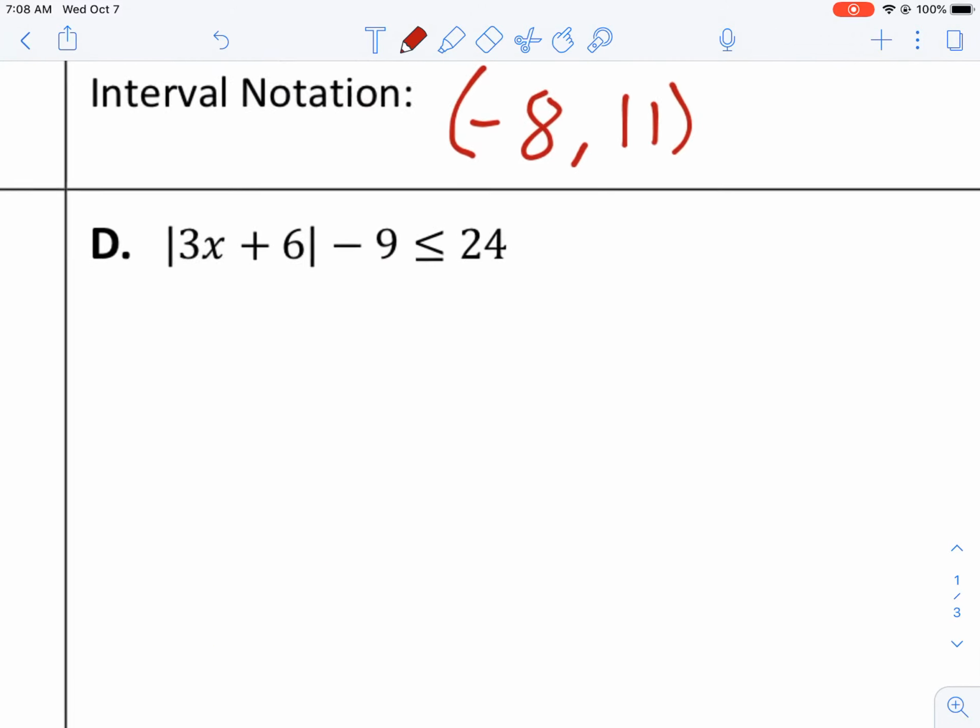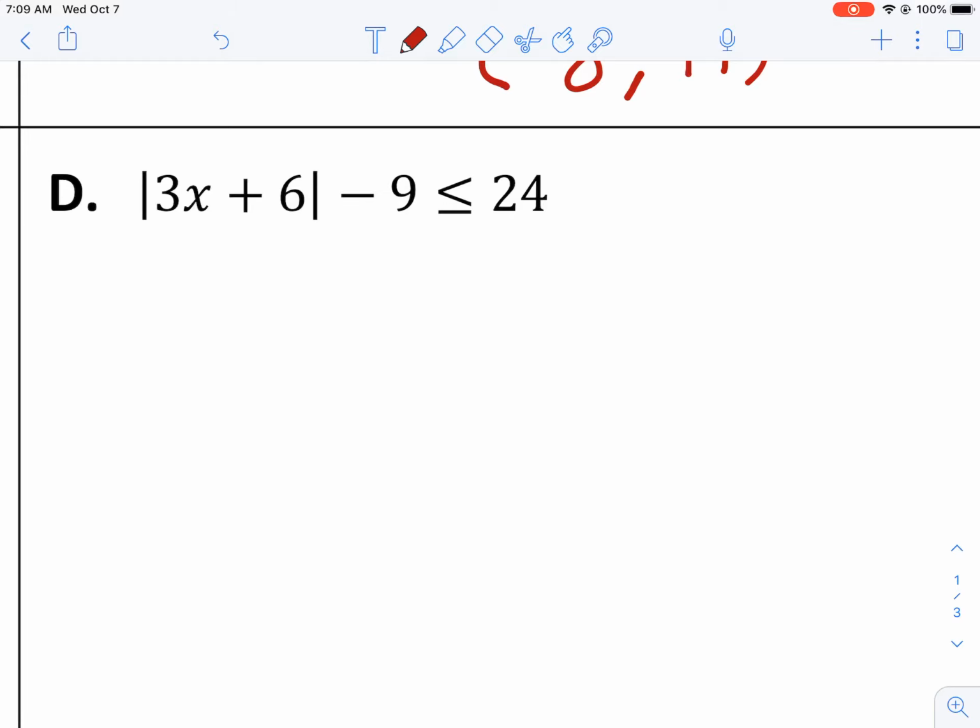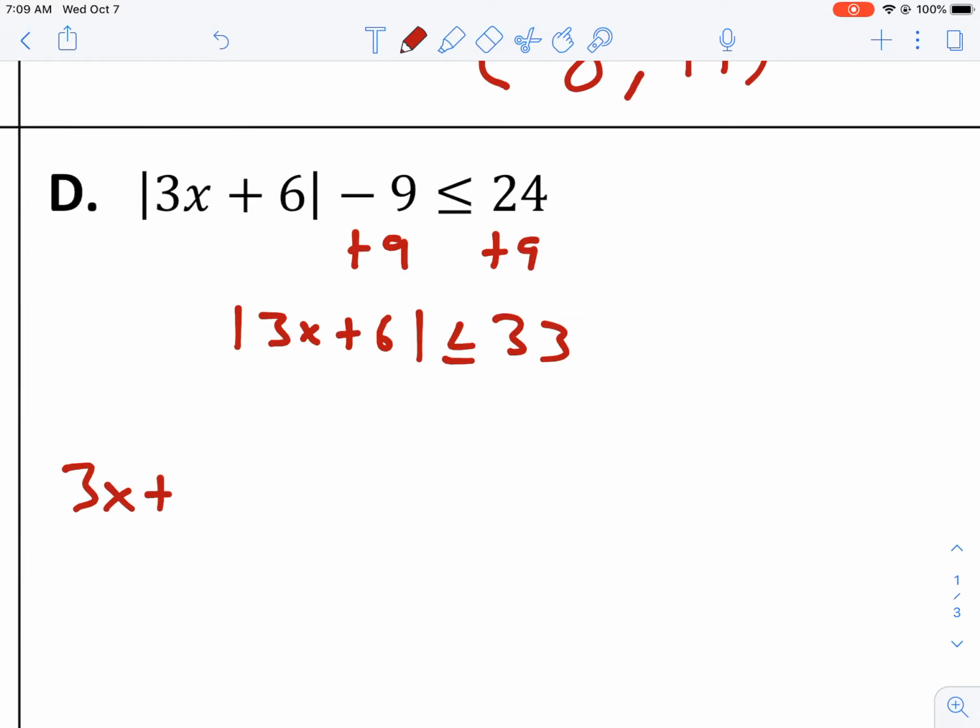Last one, all right, that we're going to try. Okay, again, we just got this minus 9 here. So before we can split, we need to add 9 to both sides. So now we have the absolute value of 3x plus 6 is less than or equal to 33. So now we can split it up. So we've got 3x plus 6 is less than or equal to 33. And 3x plus 6 is greater than or equal to 33.